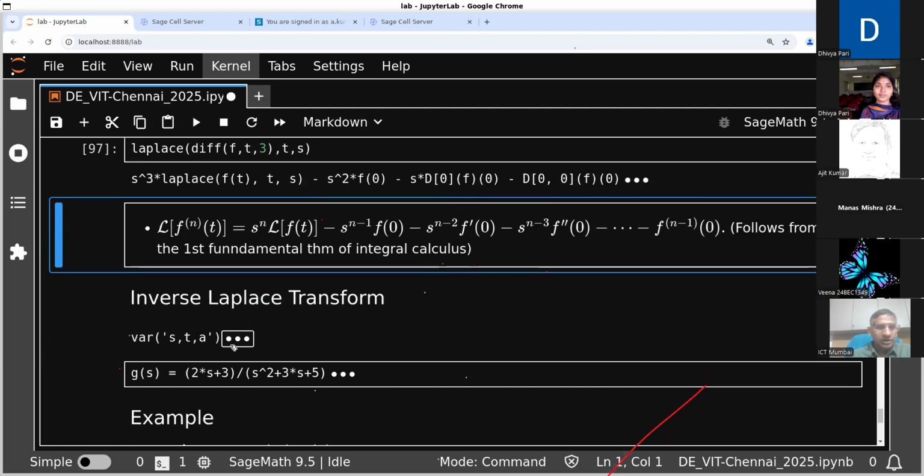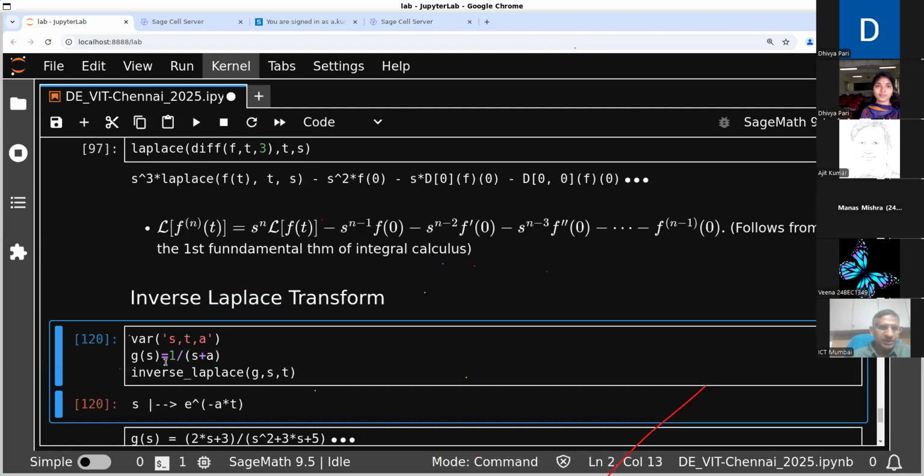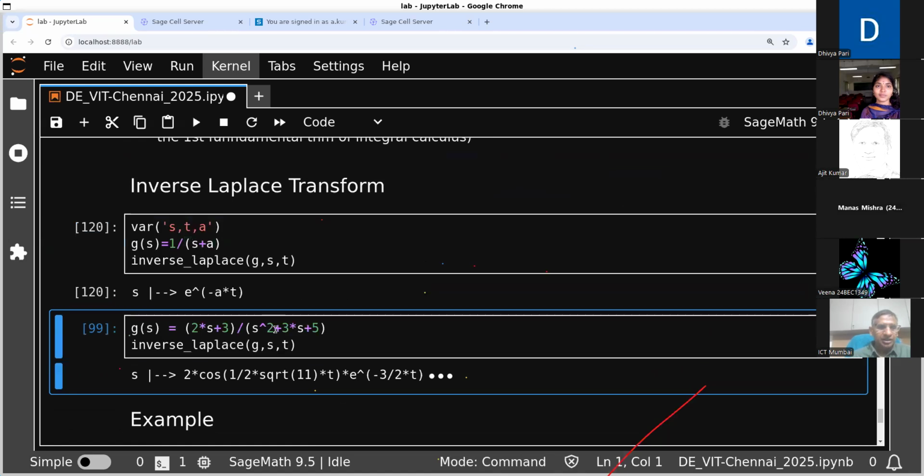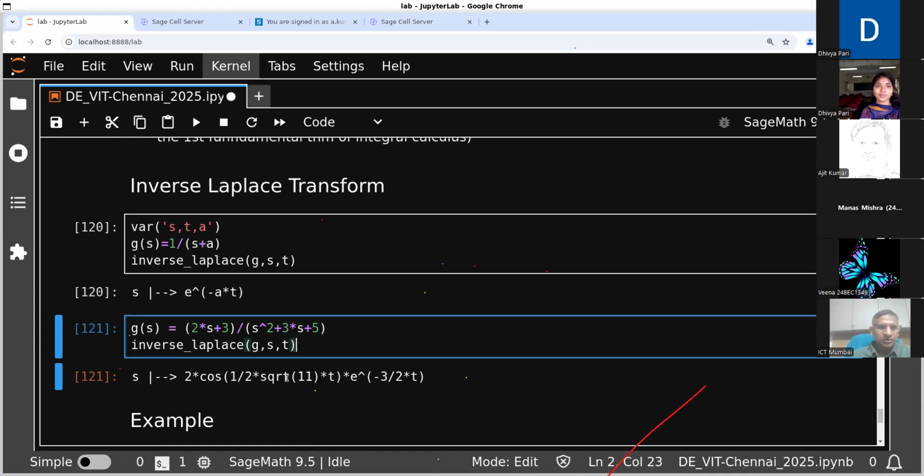You can also find the inverse Laplace transform. So the inverse Laplace transform of 1 upon s plus a is going to be e to the power minus at. Or the inverse Laplace transform of 2s plus 3 divided by s square plus 3s plus 5 is going to be a cos of half into square root of 11 t divided by e to the power minus t.